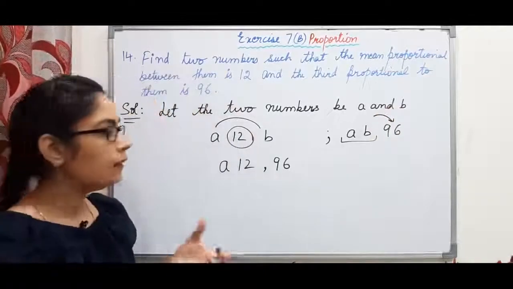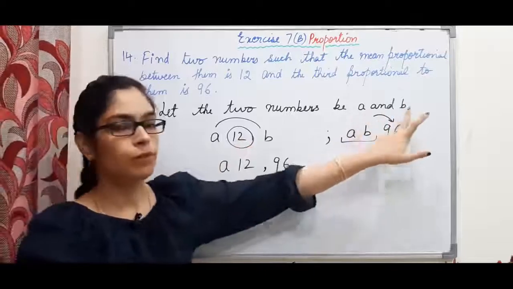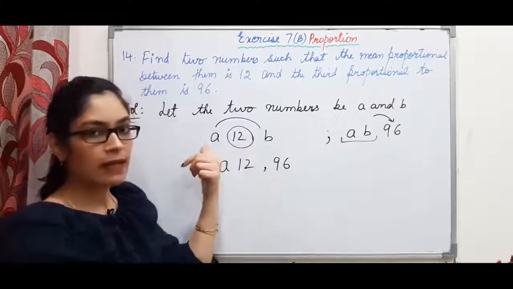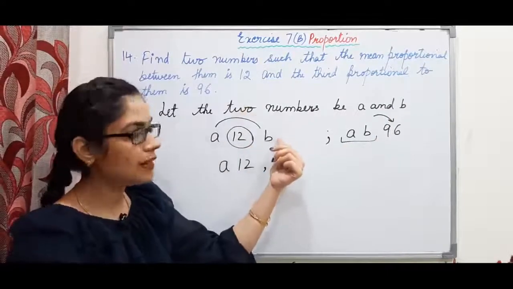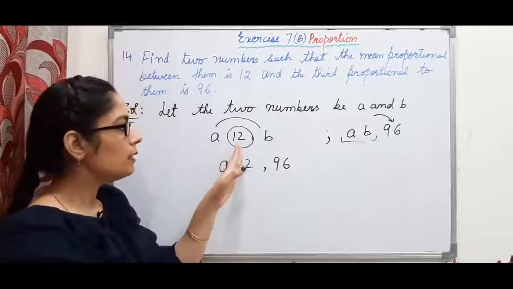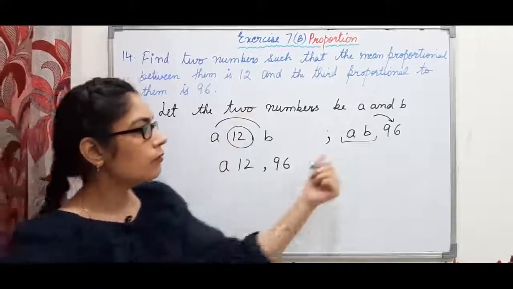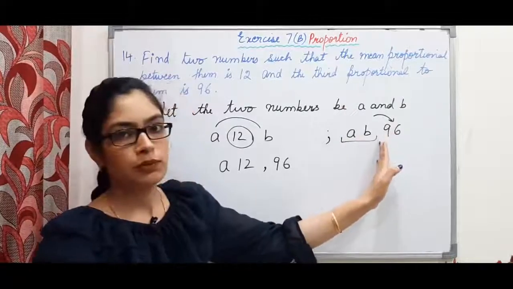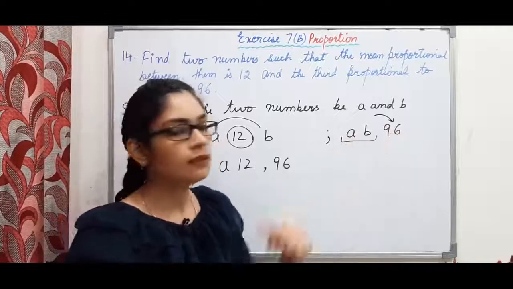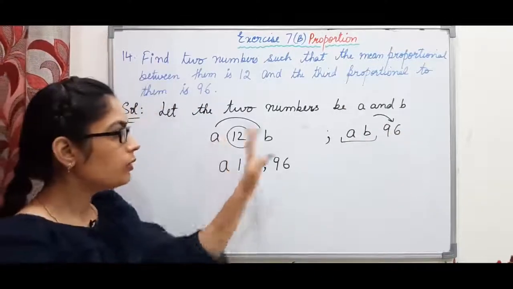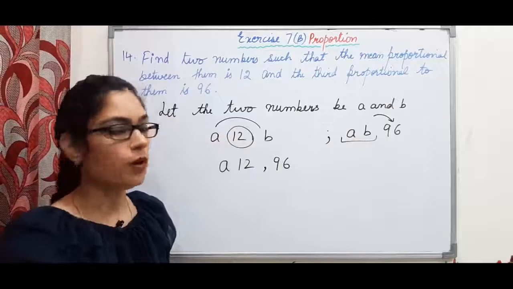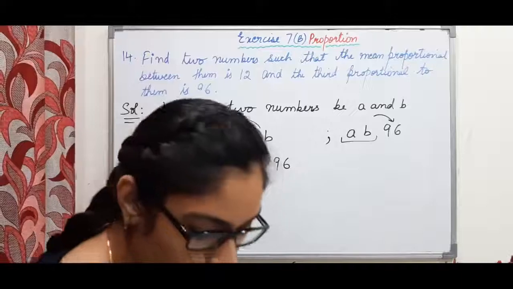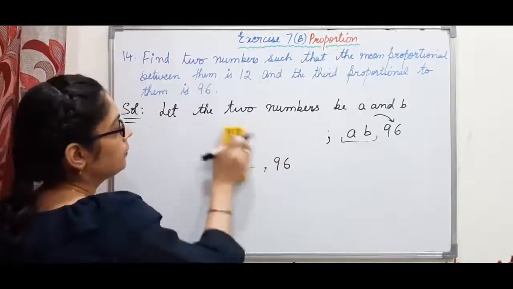Once again I will repeat: two numbers a and b. We have to find them such that when we write a as first proportional and b as third proportional, their mean is 12. And when we write a as first proportional and b as mean proportional, their third proportional is 96. Two different equations we have to form, and then substitute the values and solve. So let's start.